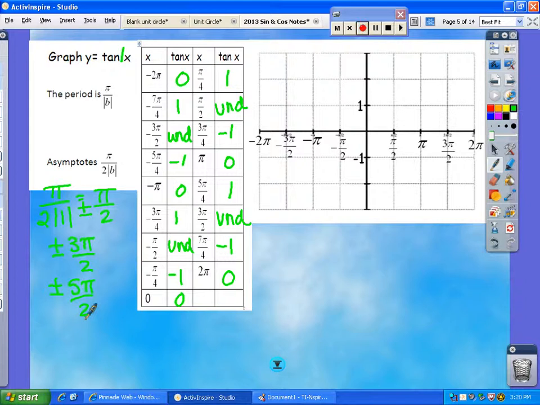Okay? So all tangent graphs are going to have asymptotes. Sine and cosine don't, but tangents always have asymptotes. So draw in your asymptotes. So at negative 3 pi over 2, at negative pi over 2, at positive pi over 2, and at positive 3 pi over 2. If the graph continued, we'd have more asymptotes.